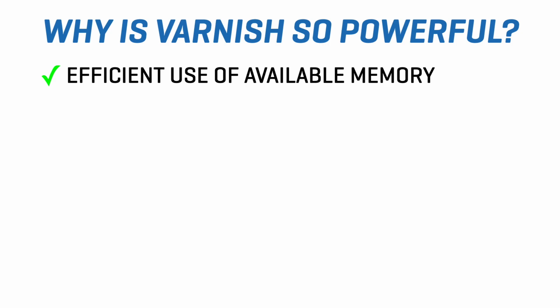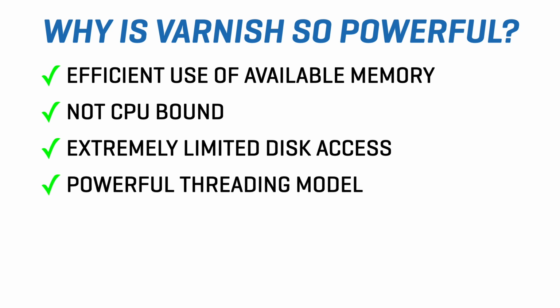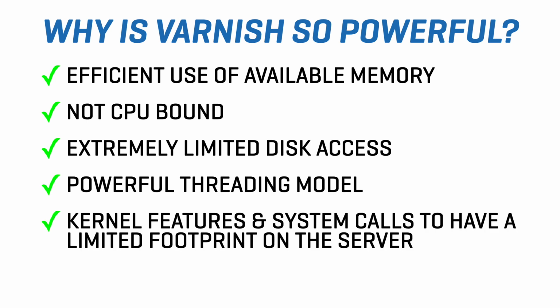So what's the secret, you may ask? Well, there's no real secret. There's just a set of architectural decisions that make it so powerful. Here's what we do. We make efficient use of the available memory. We're not CPU bound at all. We hardly access the disk at all, knowing that it's the slowest part of the system. We have a very powerful threading model, and we apply specific kernel features and system calls to have a limited footprint on the server. We now covered the basics and you know what an S3 shield is, what type of issues it solves, and why Varnish Enterprise is an excellent candidate.